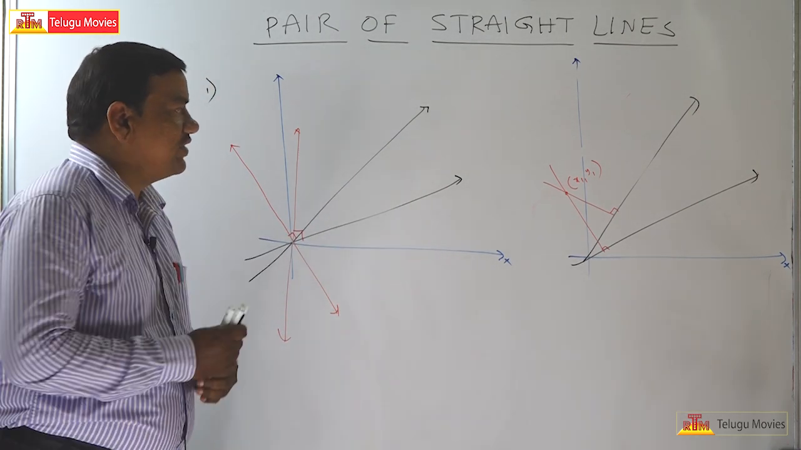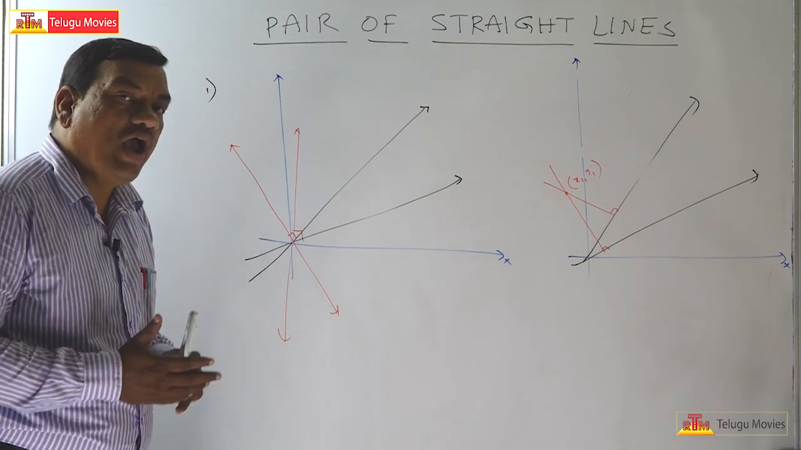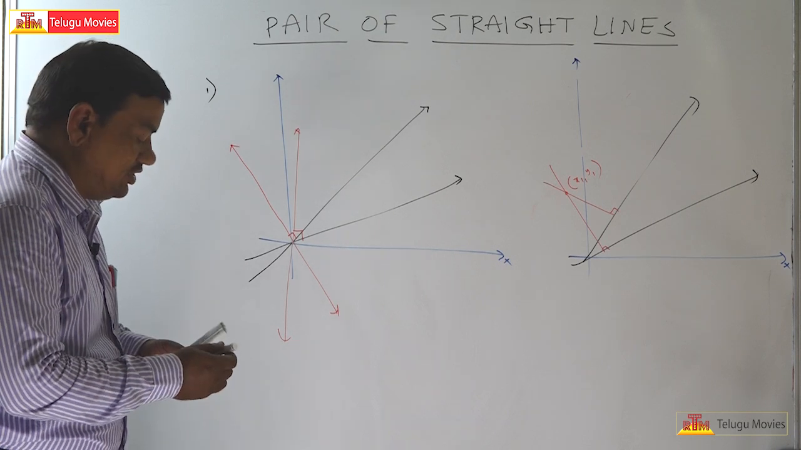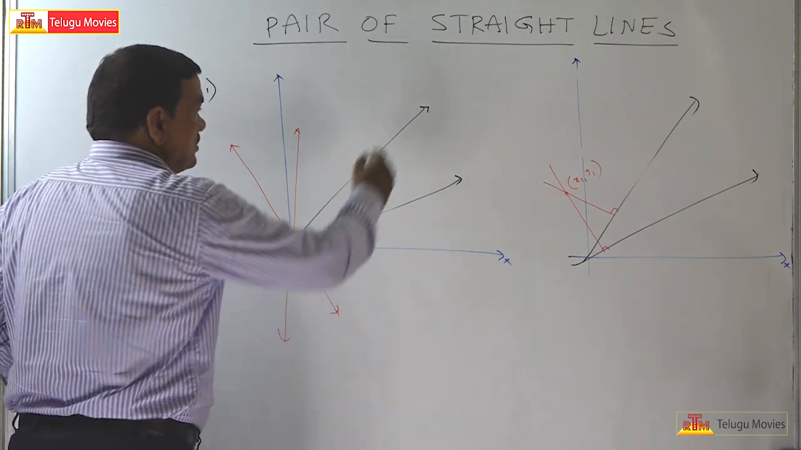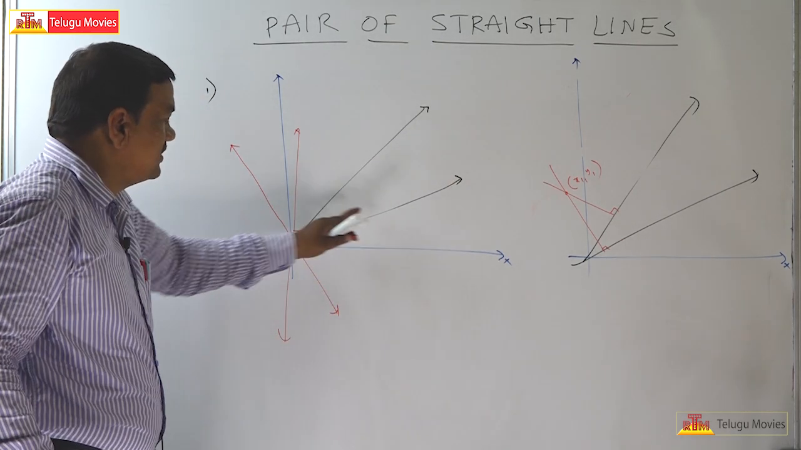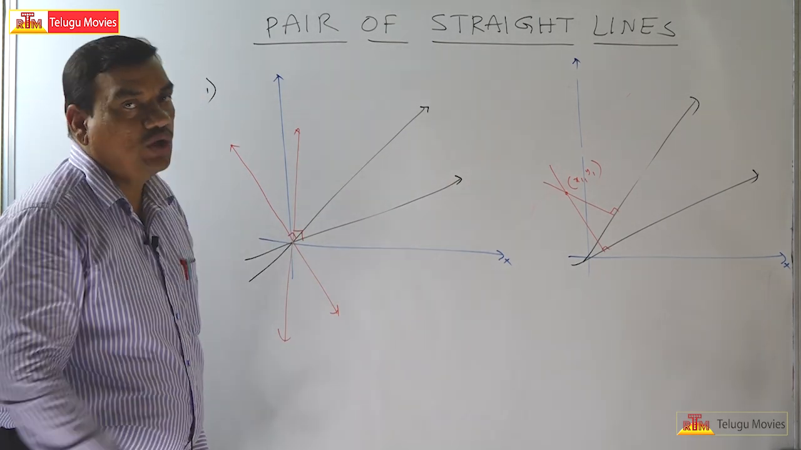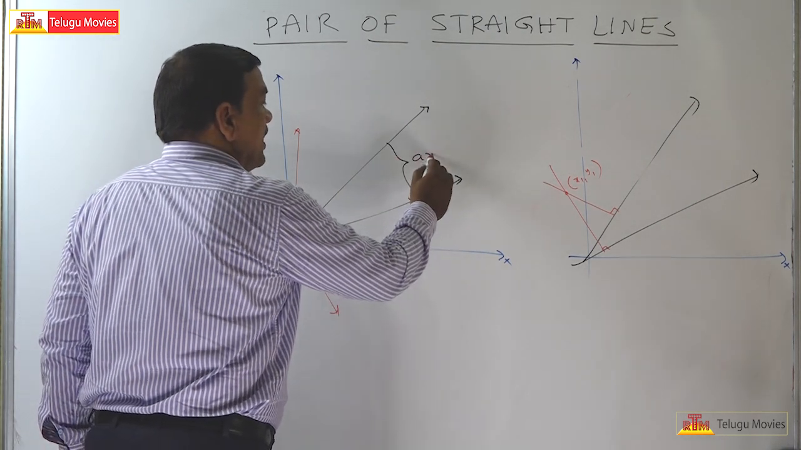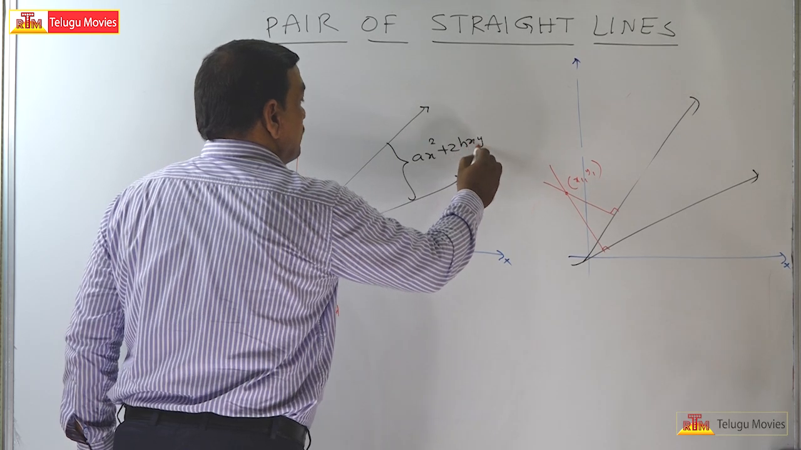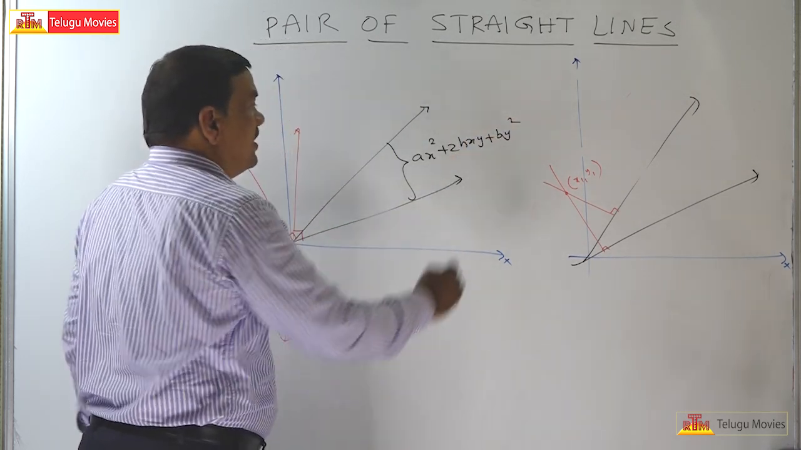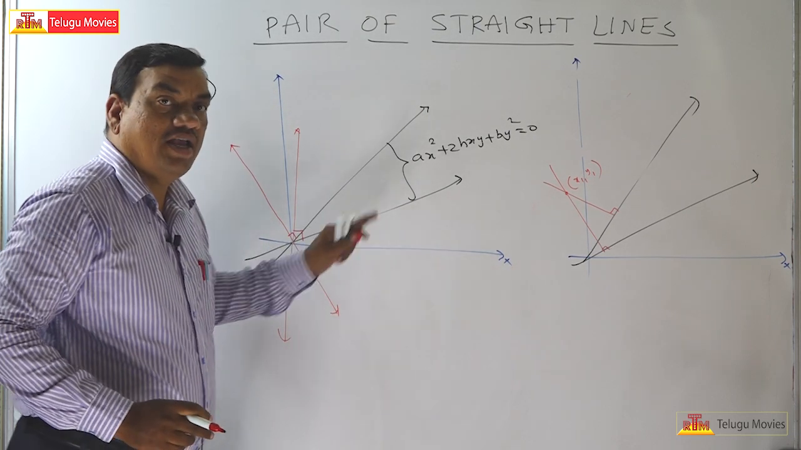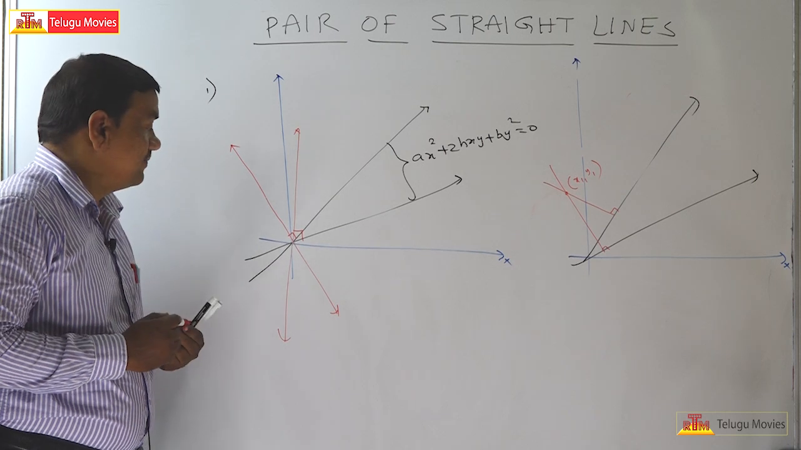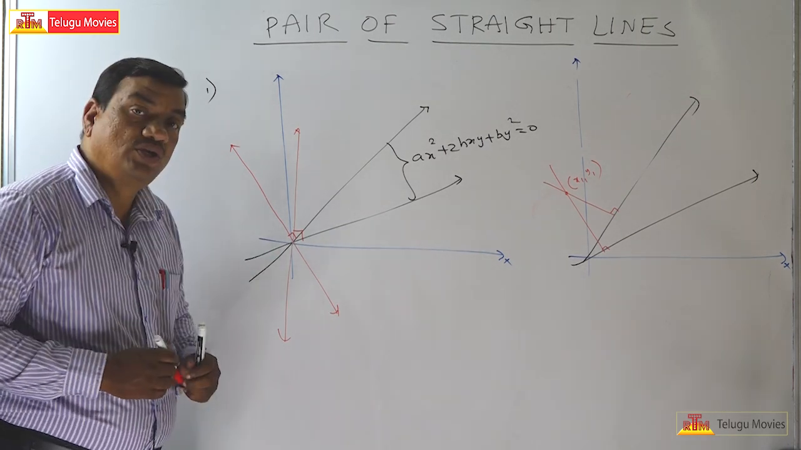So observe these two figures. Here you have two sets of pair of straight lines. In the first set, this pair of lines passes through the origin. These two lines are passing through the origin. You know that the equation of the pair of lines is ax square plus 2hxy plus by square is equal to 0. The equation of the pair of lines. See these red colored lines, they are also passing through the origin.